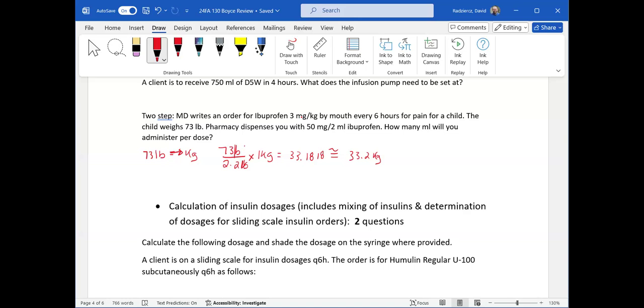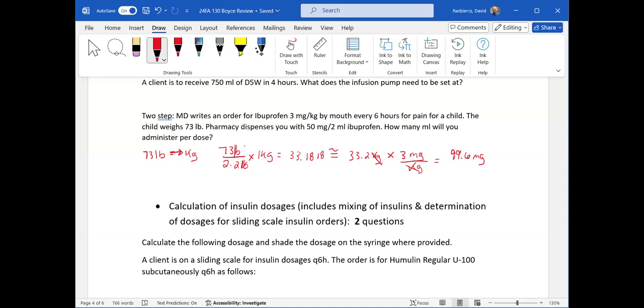So I have the patient's weight converted to kilograms. Now I'm going to multiply by my order, which is 3 milligrams per kilogram. So 33.2 times 3 gives me 99.6 milligrams. And then you know how to do the rest of this because you've done this before. So the order is 99.6 milligrams, and then you're going to give them 2 milliliters per 50 milligrams.